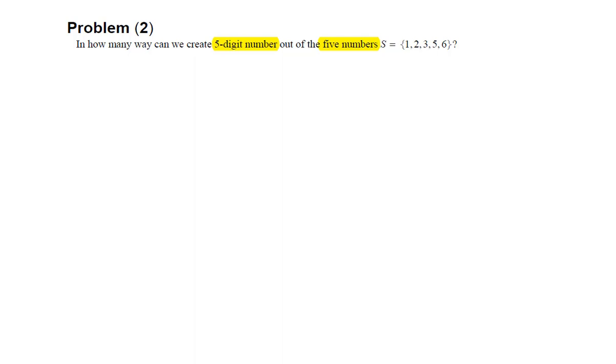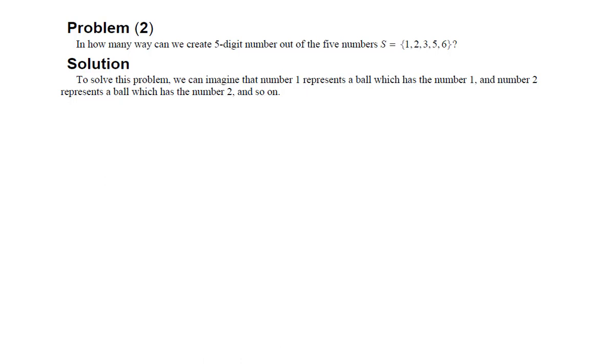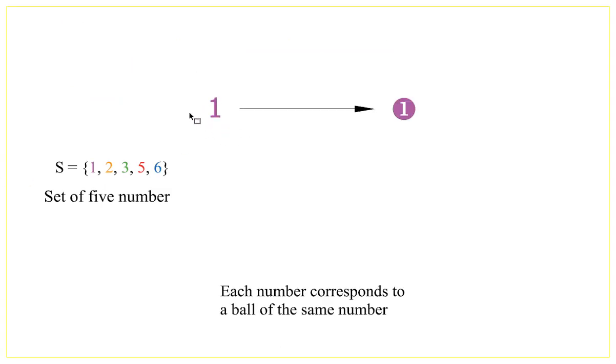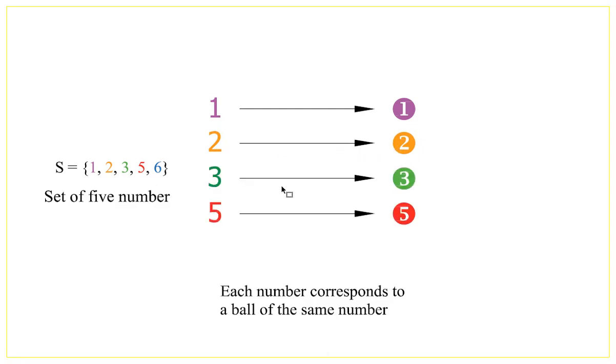To solve this problem we can imagine that number 1 represents a ball which has the number 1, and number 2 represents a ball which has the number 2, and so on. In mathematics this is known as mapping. We are mapping this number into a tangible object. The reason we do that is we try to simplify it and turn the intangible number into a tangible object, which makes it easier to understand. So now we map number 2 into ball 2 and so on until we finish all the numbers.